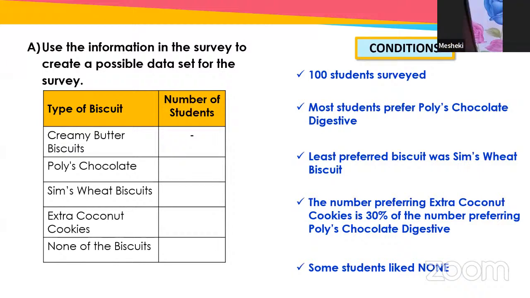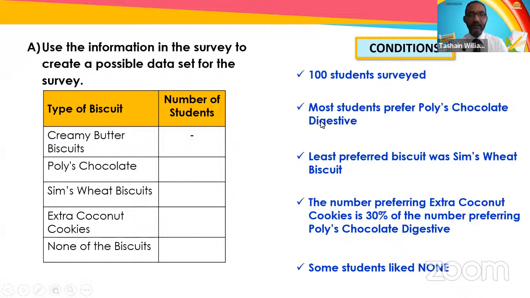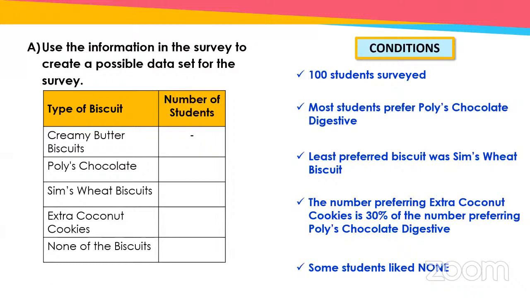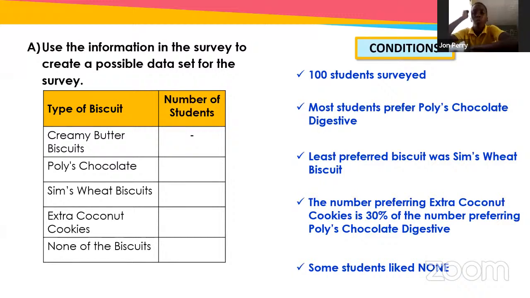So, is that Mishika or Mishiki? Who is going? Neela. Yes. So, Neela, talk with me. Did anybody in the survey like creamy butter biscuit? No, sir. What was mentioned in the information you got from the survey was that there were 100 persons. Agree? None of them like creamy butter biscuits, sir. It didn't say anything about it. Very good response. All right. But did they say anything about Polly's chocolate?